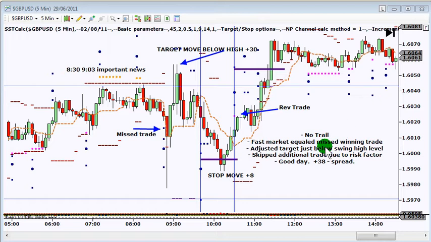Over here, I made some other notes. No trailing. I don't trail in my day trades. Fast market equal to missing winning trade. Well, that's one right here. I adjusted target just below a swing high level right there. Skipped additional trade due to risk factor. Now, for me, that's just how I trade this. I had not been able to take any risk out of this trade right here, so I had to skip this trade. And, good day, +38 minus spread.